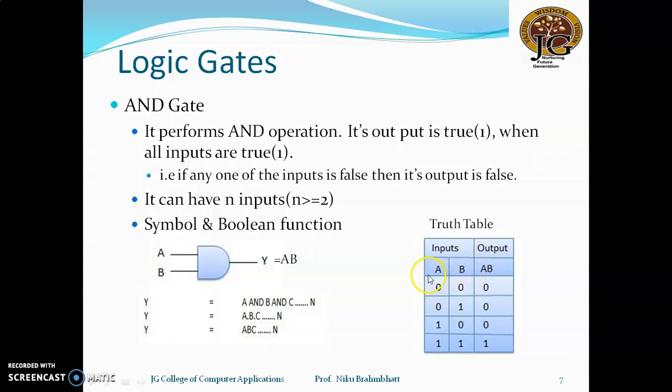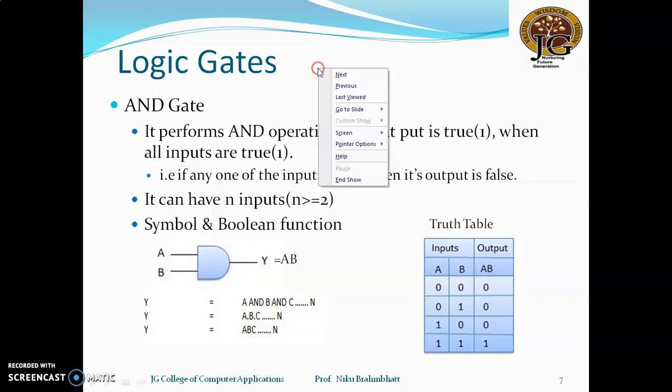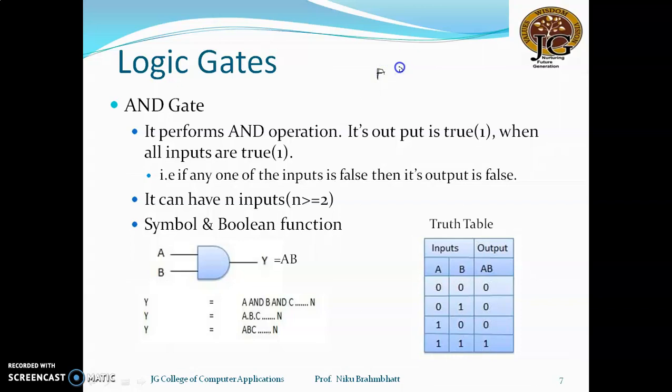Then you have to find out the possible combinations of inputs. What combination can be entered as input? As we know, each and every input can have a value at a time of either 0 or 1. So A can be 0 or 1 at a time. Same way, B can be 0 or 1 at a time.